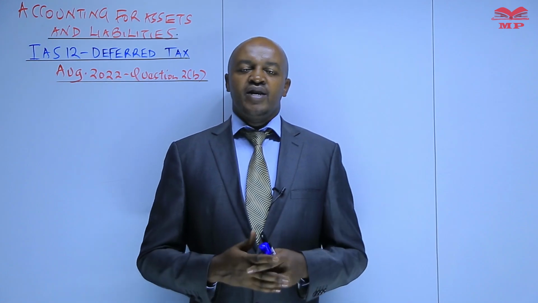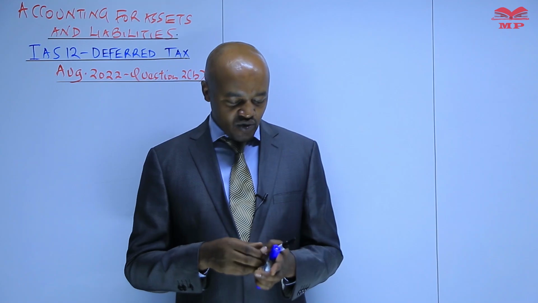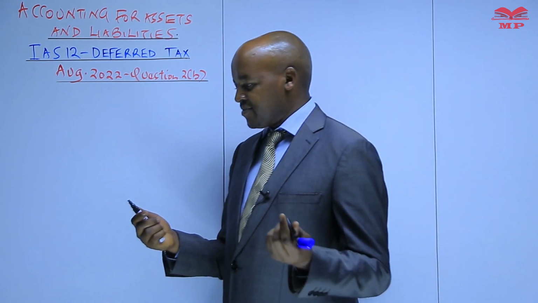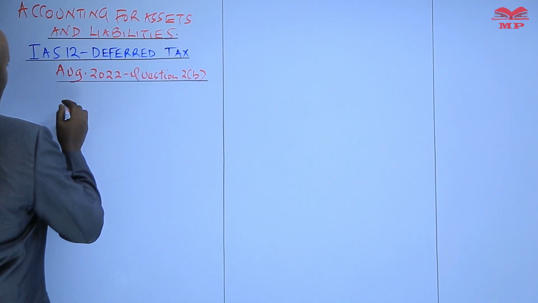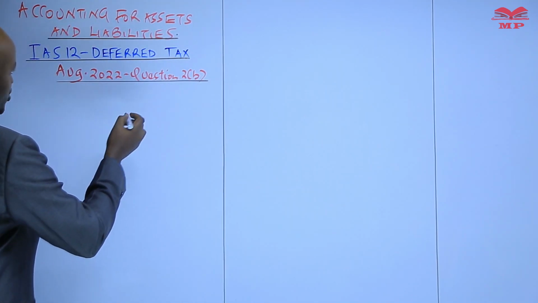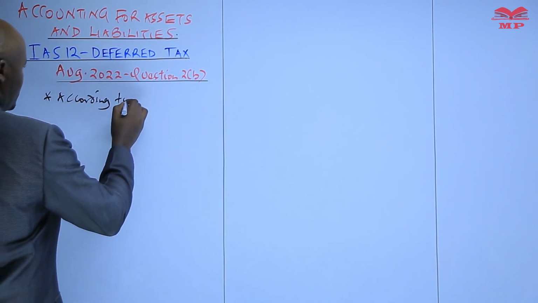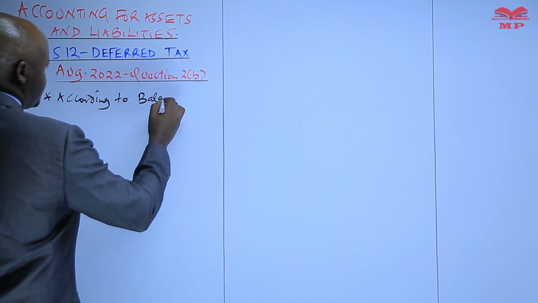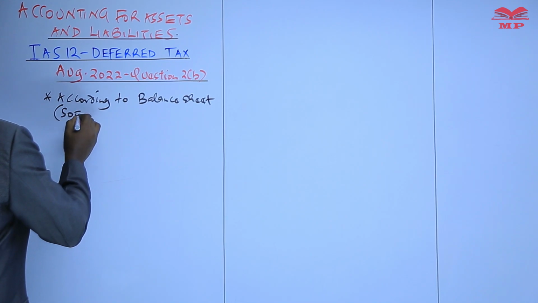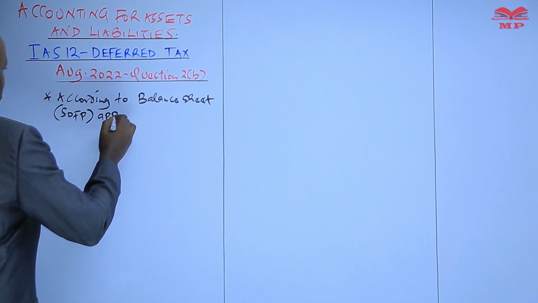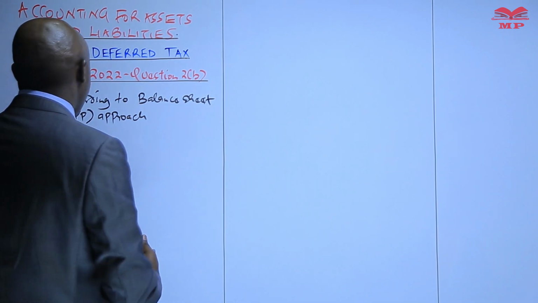In this case we have two types of temporary difference: the taxable temporary difference and the deductible temporary difference. Maybe we can just start our recap there. We say that deferred tax, according to the balance sheet or statement of financial position approach, is a method which is recommended by International Accounting Standard number 12.